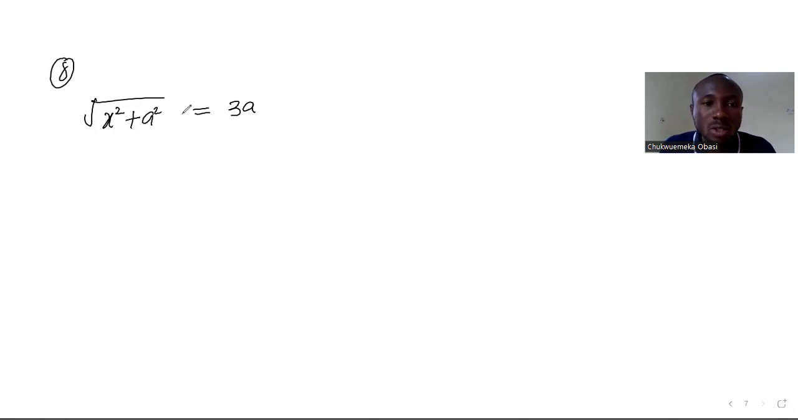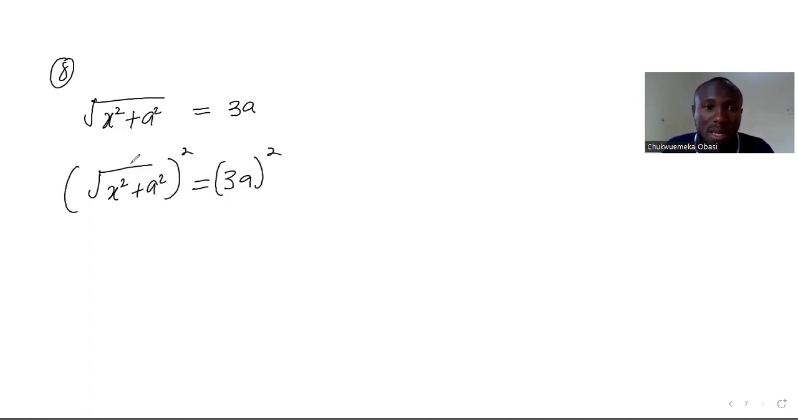How do we make A the subject of the formula? You see we have 2 A's here. The first thing you'd like to do is to square both sides, so that we get rid of this square root. So I have square root of x squared plus a squared is equal to 3a. I'll square here, and of course I will square here. This square will cancel out this root. So we have x squared plus a squared equal to 3a squared, which is like 3a times 3a.